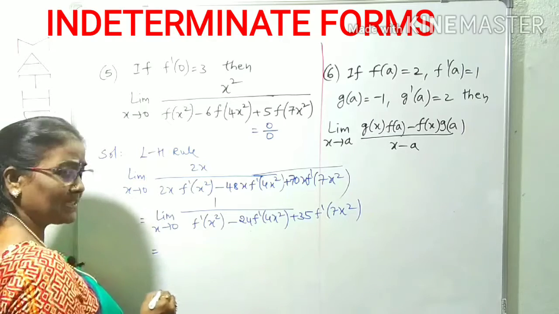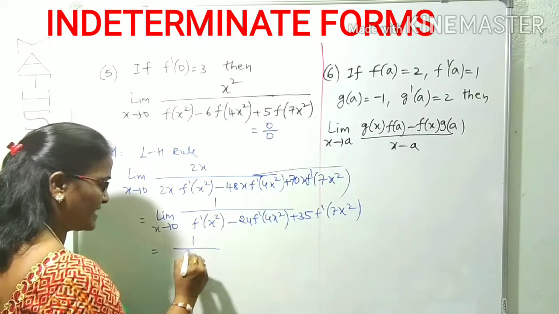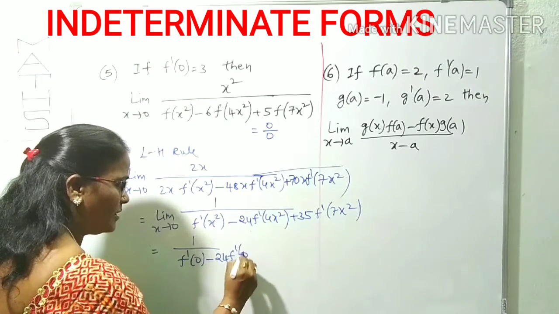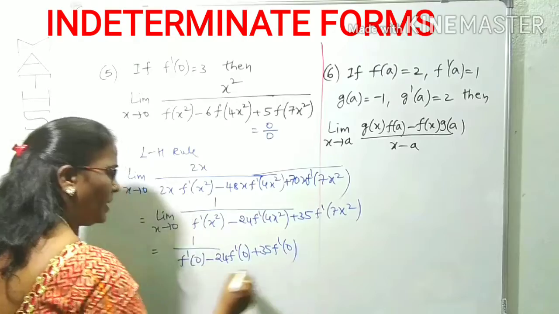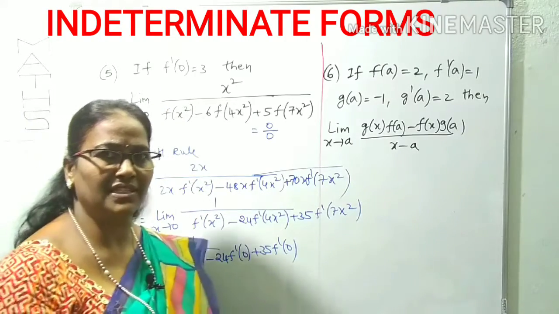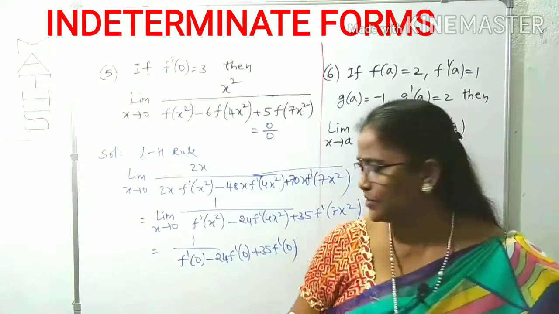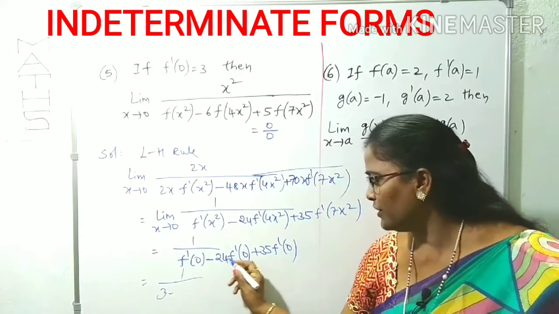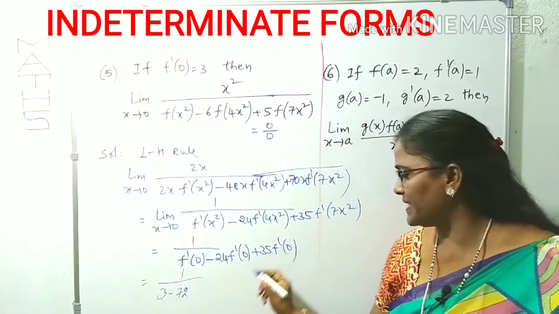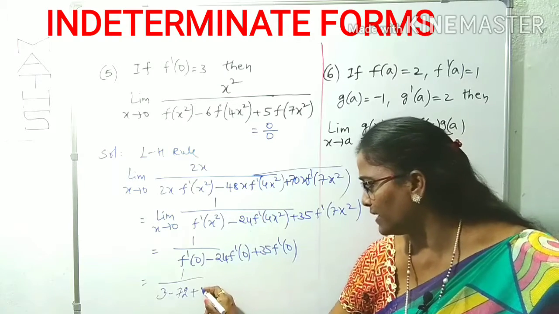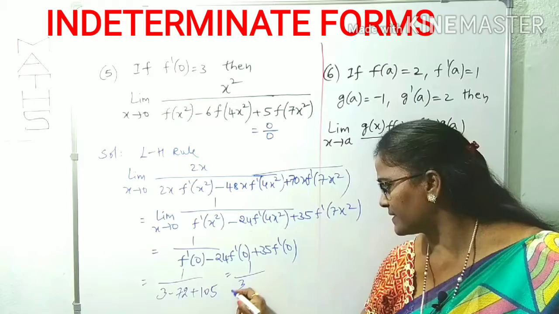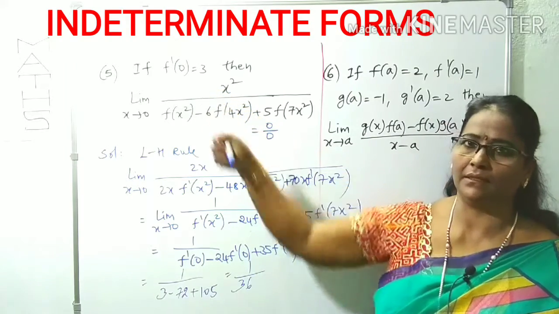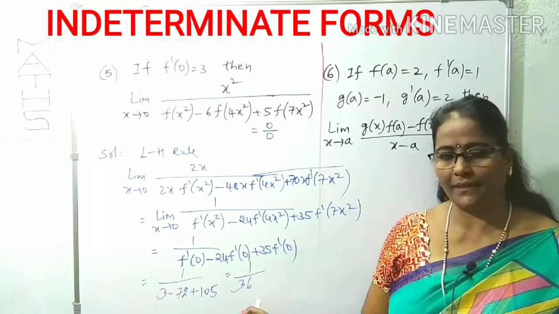Now we can apply the limit. X is 0 means we can write 1 by f dash 0, since 0 square is 0, minus 24 of f dash 0 plus 35 of f dash 0. Now we use the given value, f dash 0 is given as 3. Tell me what the answer is clearly. 1 by 3 minus 24 into 3 is 72, plus 35 into 3 is 105. By simplifying you can get 1 by 36. After simplification you get the final result. Is it clear? Now come to the next question.